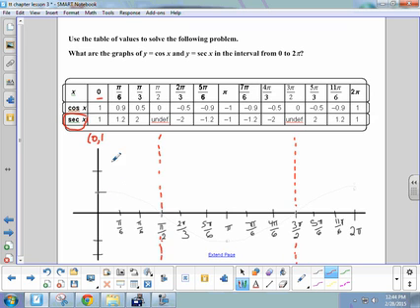Let's go ahead and graph it at 0, 1. Pi over 6, it's going to be 1.2, so slightly above. Pi over 3, it's 2. So what's happening is it's going to be going up, and it's going to approach that asymptote but not touch it. For the 2 pi over 3, my value is negative 2. Negative 1.2. Negative 1.